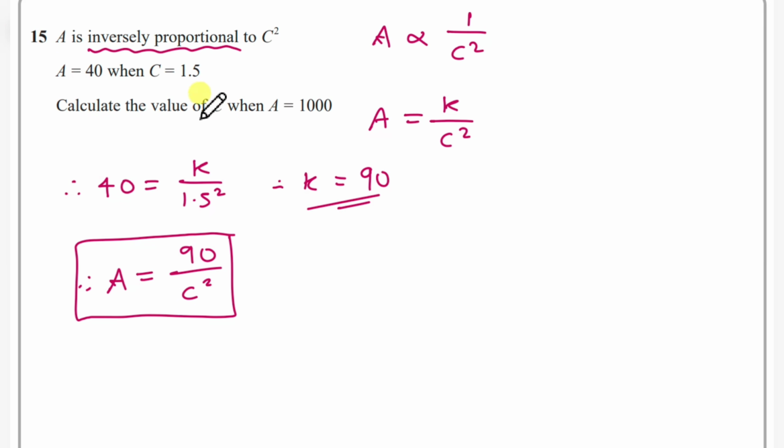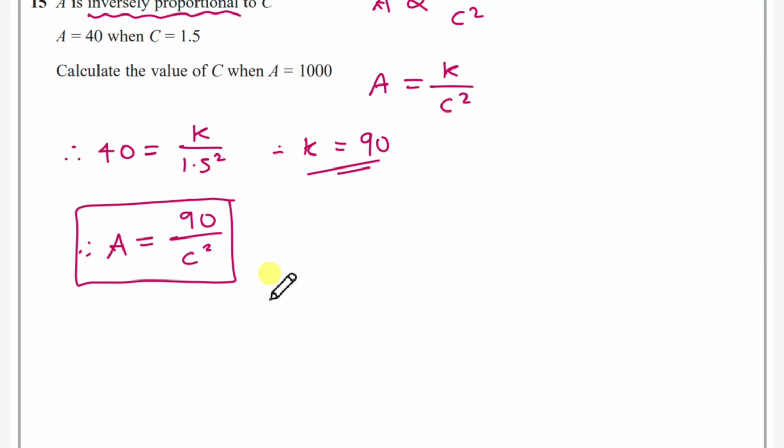Now we can solve the problem. So the question is, calculate the value of c when a is 1,000. So let's go ahead and just make c the subject, yeah? What we can do is swap a and c squared around, so times c squared divide a. So we've got c squared equals 90 over a, and square root both sides. c equals the square root of 90 over a.